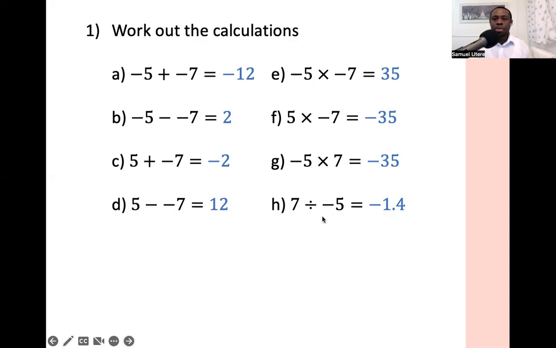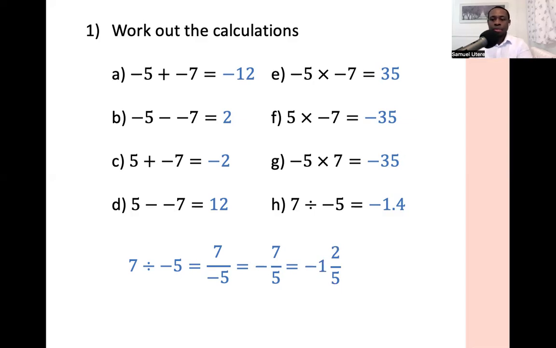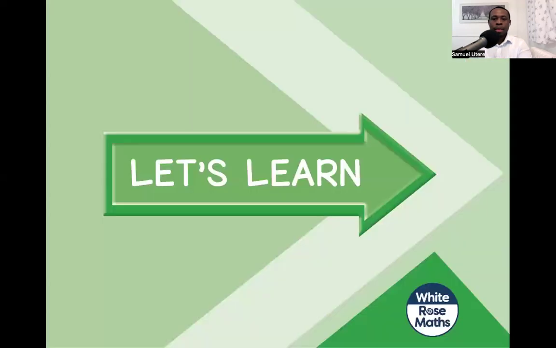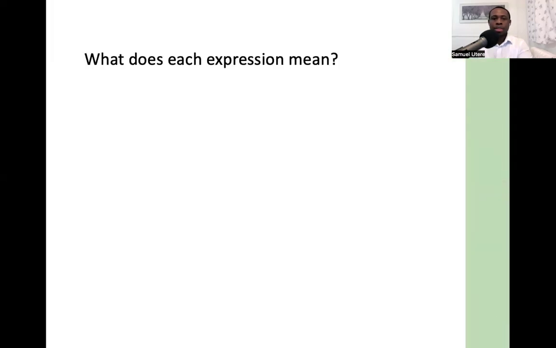And just to put some more detail to it, know that division can be written as a fraction, and a fraction can be written as division. So this here can be written like this, and that is the same thing as negative 7 over 5. And if you change it into a mixed number, that is negative 1 2/5. Okay, let's move on to our lesson.